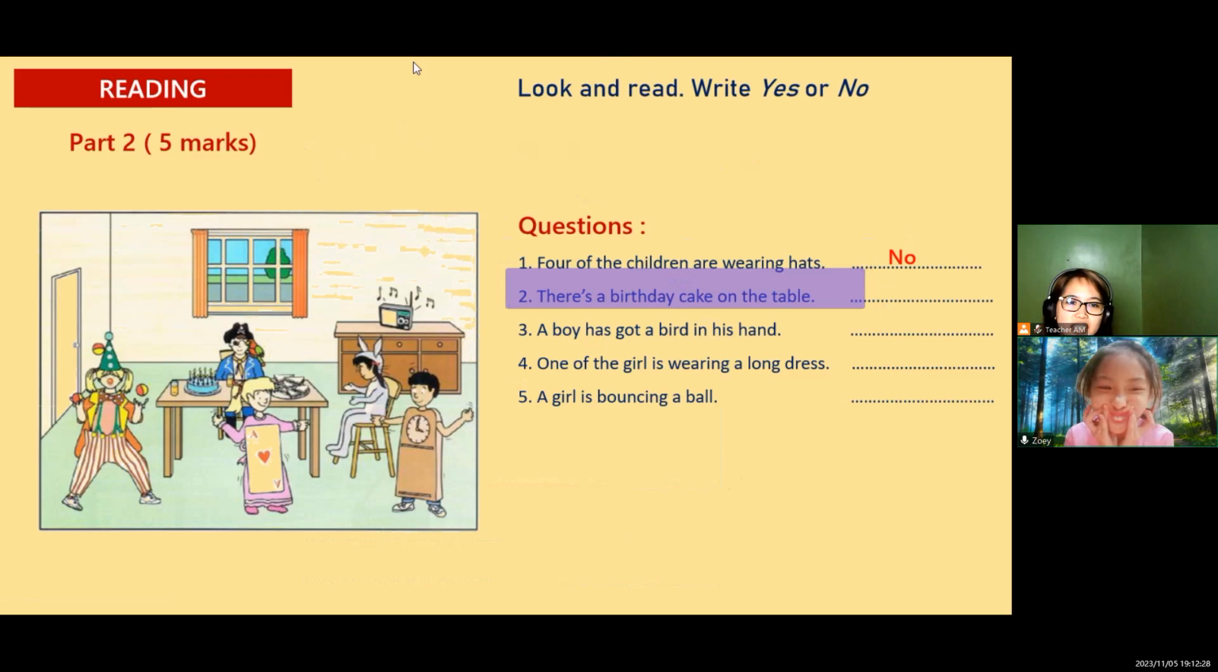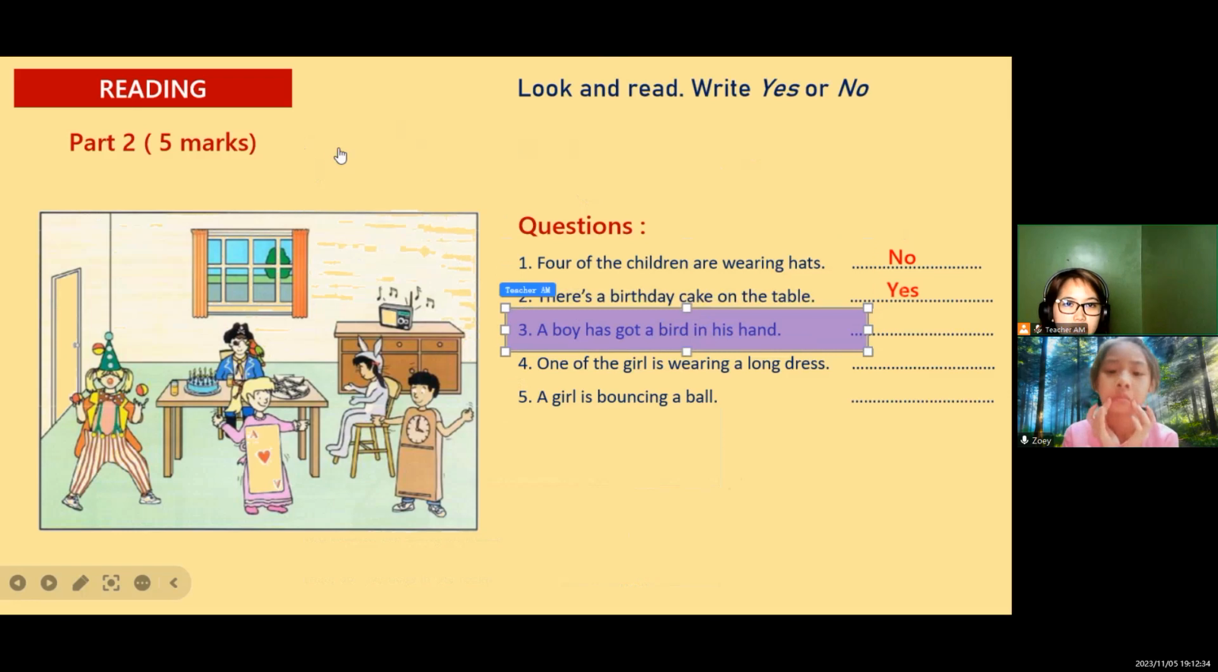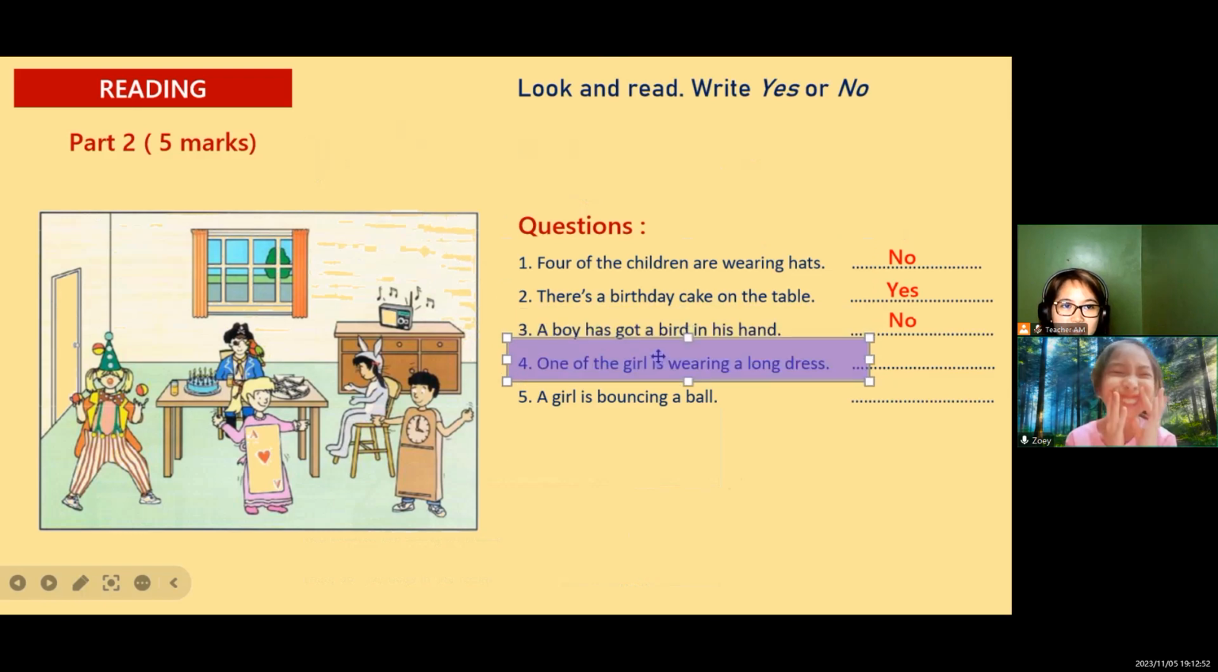Yes. Nice, Zoey. Okay, how about number three? Please read. A boy has got a bird in his hand. No. Okay, it is no. Very good. Now number four. One of the girls is wearing a long dress. Okay, yes or no?